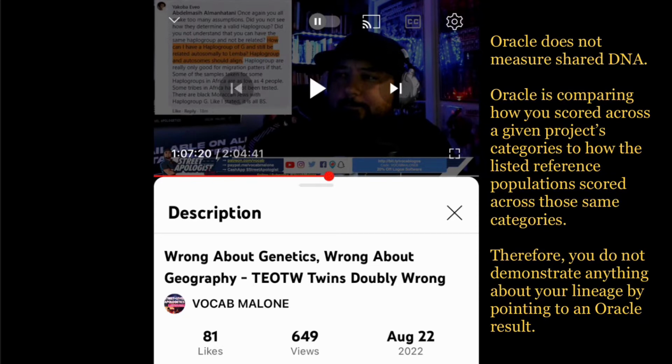And in that regard, the distance measurement is not telling you how closely related a listed population is to you, like how far back it is in your lineage. Rather, that distance function is simply the result of a mathematical formula comparing your different percentages within the given categories to the percentages of the listed populations. And again, this will make sense as you watch the clip.